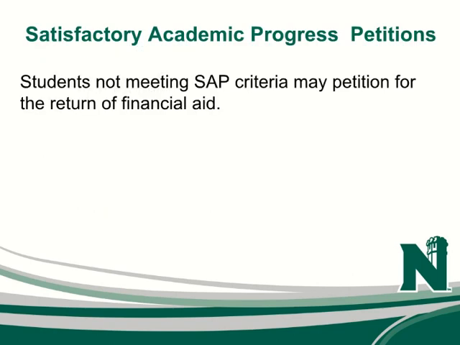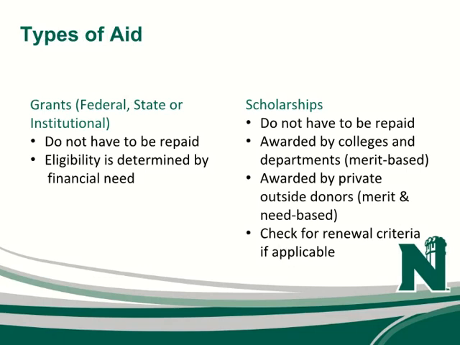Students not meeting satisfactory academic progress criteria may petition for the return of financial aid by submitting a written statement explaining the reasons the student was unable to meet the SAP criteria and documentation to support the student's claims. Two types of financial aid that do not have to be repaid are grants and scholarships. Grant eligibility is determined by financial need.